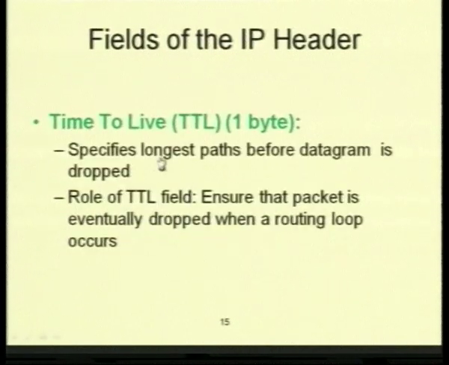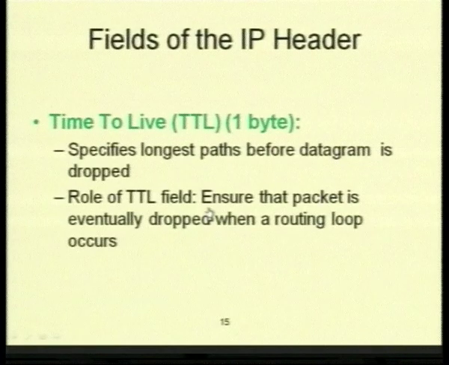So, when we take a look at when and how fragmentation gets done, we will take a look at these fields. Similarly, then we have a time to live field. This specifies the longest path before the datagram is dropped, and a 1 byte field is used. The role of the TTL field, I think we have talked about TTL a number of times. This is basically to ensure that a packet is eventually dropped when a routing loop occurs. Due to some mistakes or errors in a routing table in any of the routers, it is possible that a packet keeps going from one router to another and keeps going round and round in the network without actually reaching the destination.